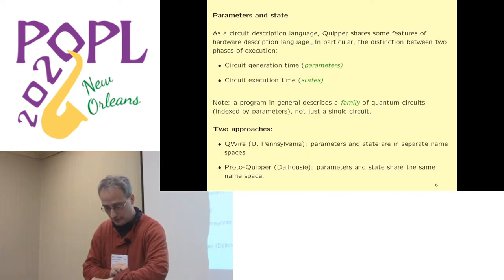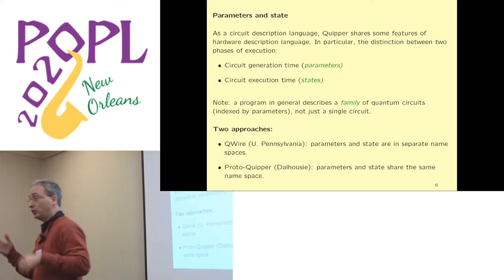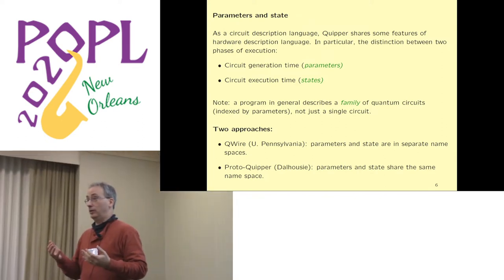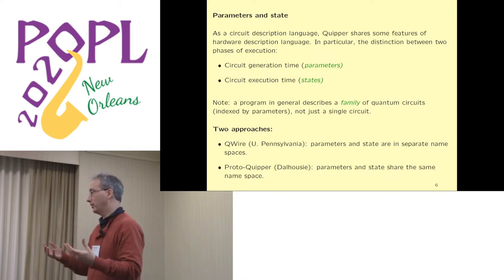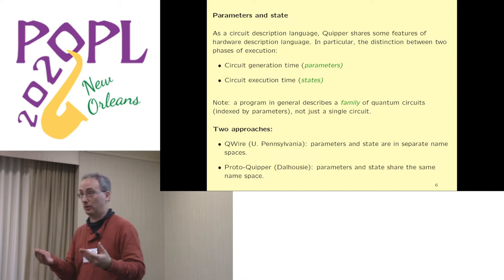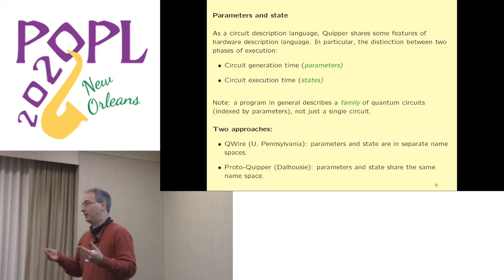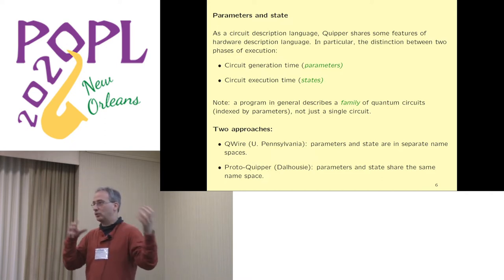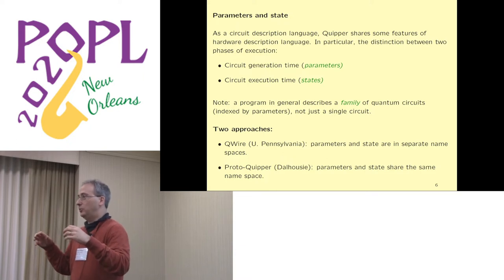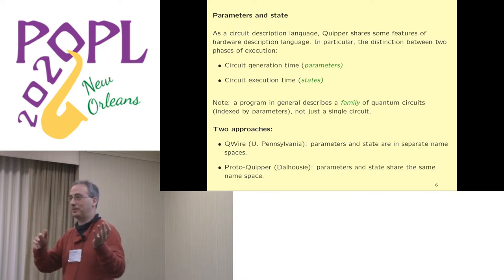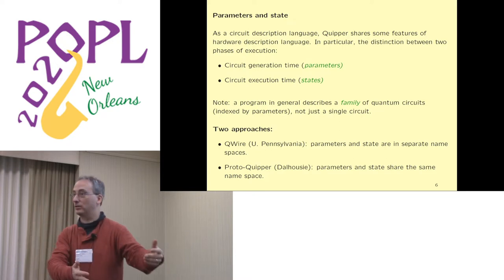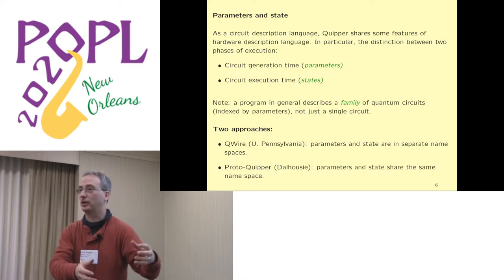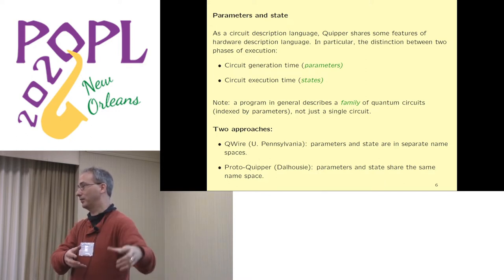All right. Now, because Quipper is a circuit generation language, for these reasons that I described, it shares some of the features and complications with other things like hardware description languages, okay? Because in a circuit description language or a hardware description language, you essentially have two runtimes, right? You compile your program and you run your program, and then the program outputs a circuit, and then you run that circuit possibly at a different time and place on a different device, right?